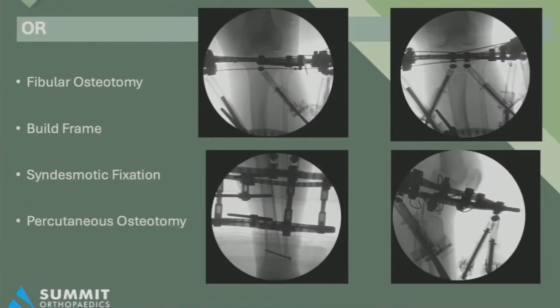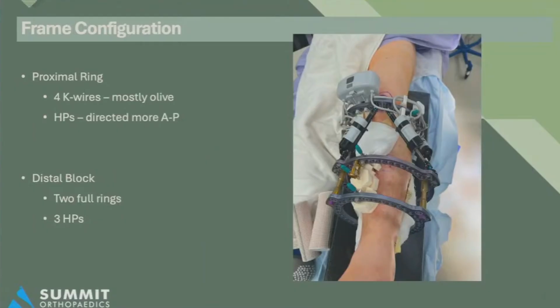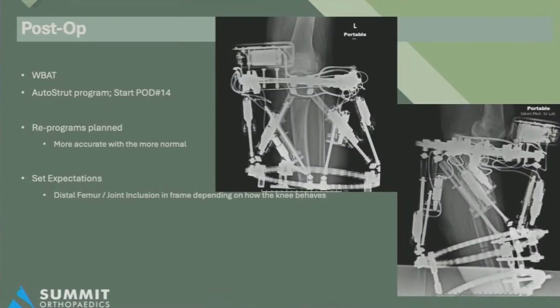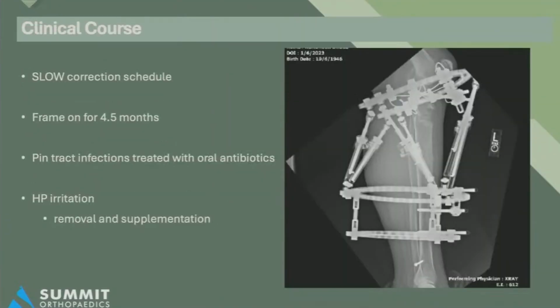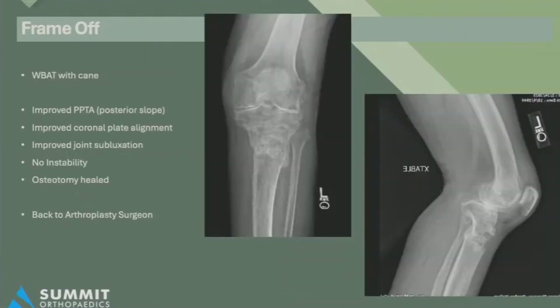So here we are, we apply his frame, we fix his syndesmosis, make our osteotomy right at the apex, and granted we went very slow, but we were able to correct him to a point where he was growing new bone. He had better anatomy to fit a total knee. But the name of this game is slow to create that new bone.